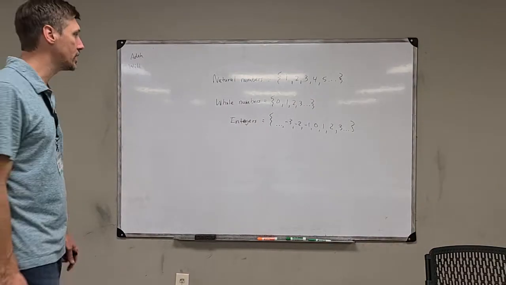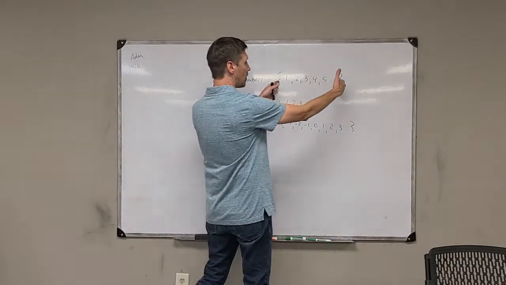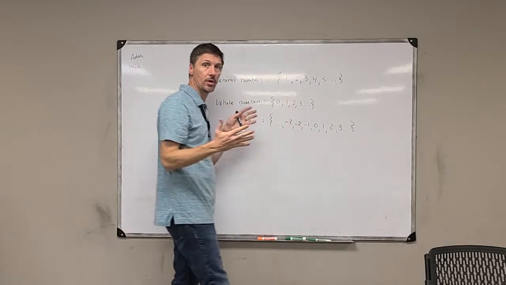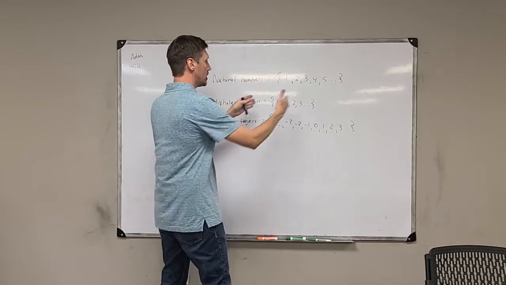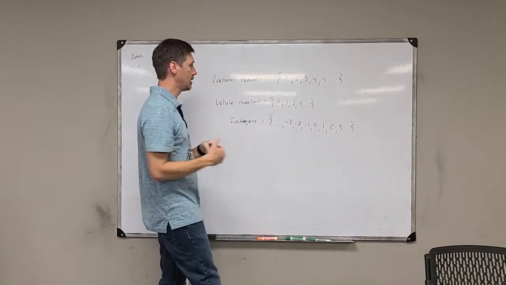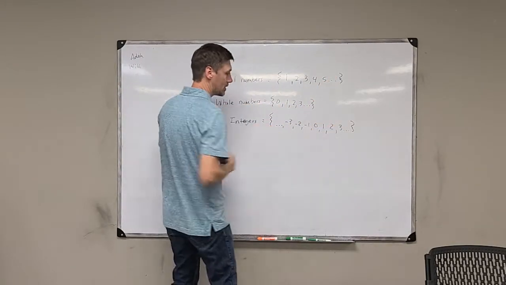But the main thing we were trying to teach you here is that we call this a set, right? When we have the curly braces on the outside and the numbers separated by commas, that's a set of numbers. In this case, this is the set of natural numbers. In this case, it's the set of whole numbers. And in this case, it's the set of integers.